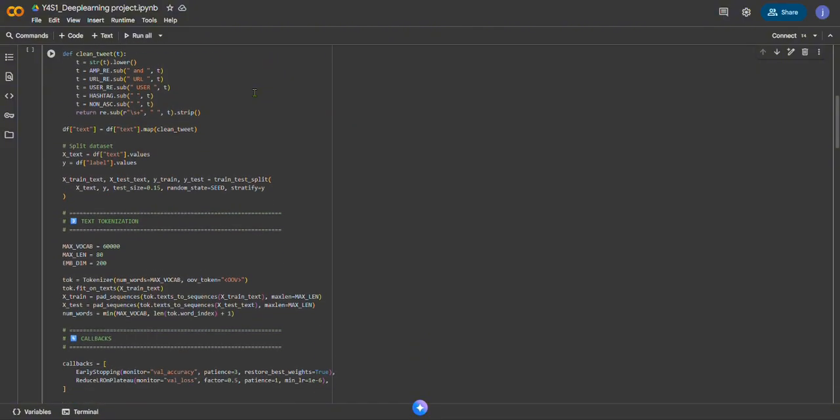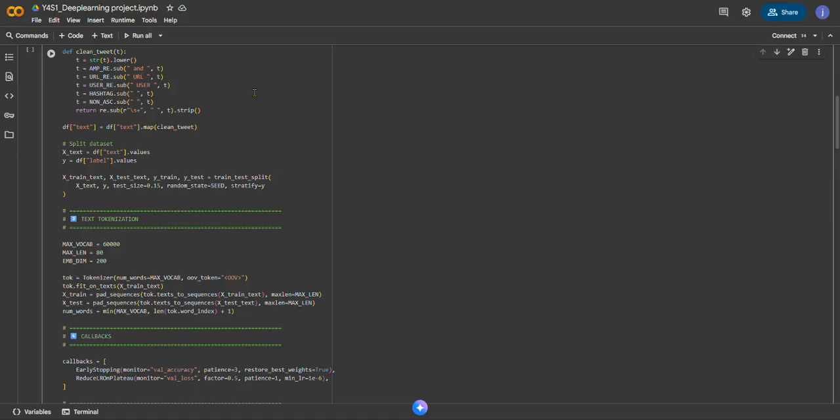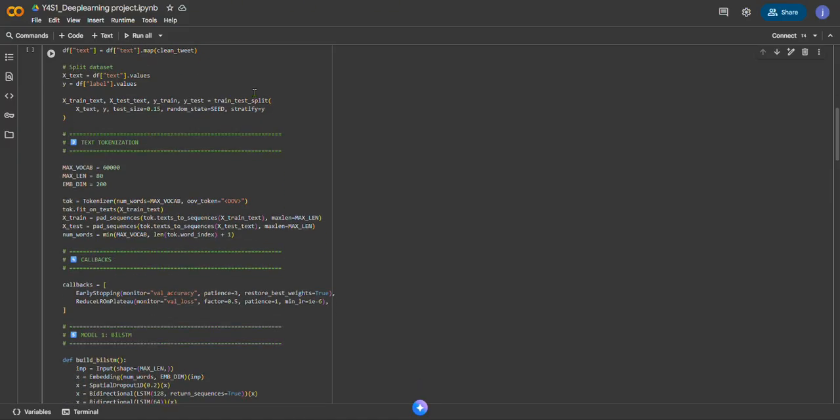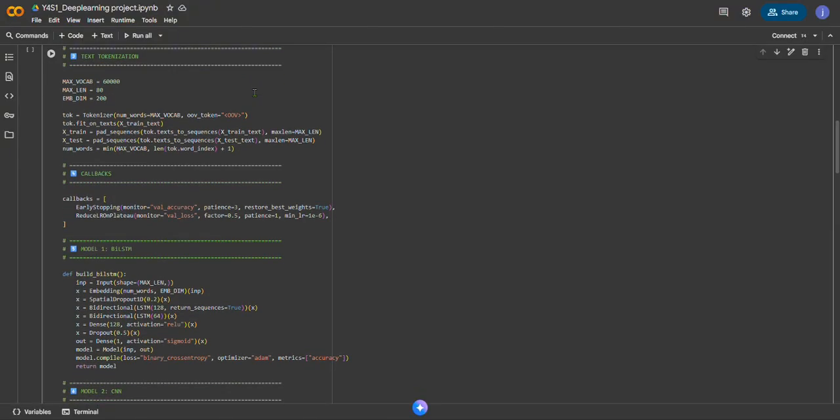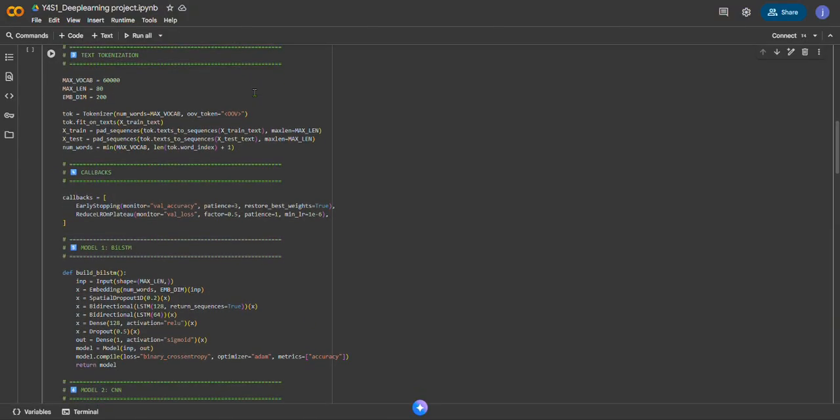By using machine learning models, we can automatically identify whether people are happy, sad, angry, or satisfied just from the text they type online. For this project, I used the famous Sentiment 140 dataset from Kaggle. It contains 1.6 million tweets collected from real users, each already labeled as either positive 1 or negative 0. The dataset was perfect because it's large, balanced, and widely used for benchmarking sentiment models. My goal was to compare several deep learning architectures and see which one could classify tweets most accurately.